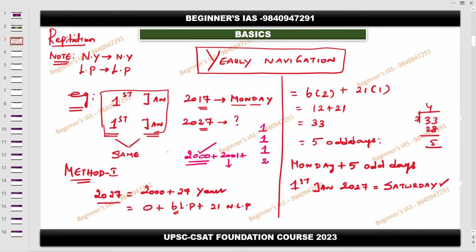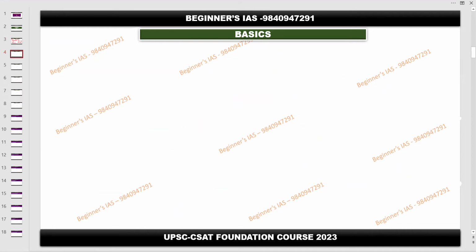So while you are splitting this, obviously you need to split like this only. 2027 can be split as 2000 plus 27, not as 2026. No, you should not take it in this way. So please remember these things. We are splitting, that's it. We are just splitting. Simple. If you want, we will do method 2 also. In method 2, we are not going to consider that last year.